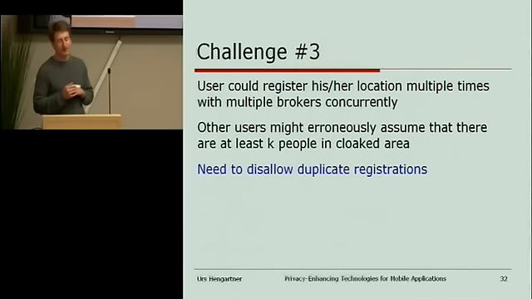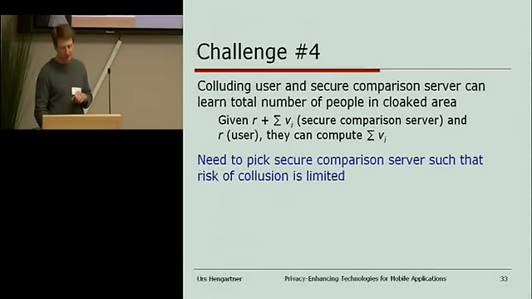The third challenge is a user could register his or her location with multiple location brokers. Then each location broker counts this user as one person, but in fact it's always the same person. It should not be possible for the same person to register with multiple brokers. Another challenge is collusion between a user and a secure comparison server. We also have to avoid this kind of collusion, because otherwise they could still learn the total number of users in a cell. I'm not going to outline all the solutions to all the challenges in detail. I just give a high-level overview of how we solve them.